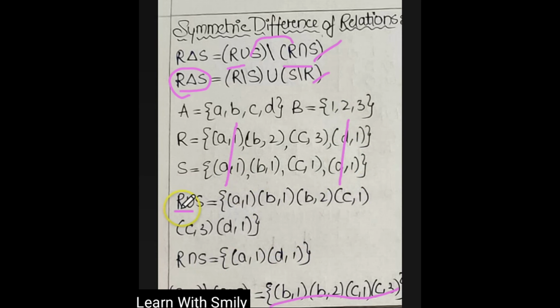And when coming to the difference of R union S and R intersection S, which means the elements that are in R union S but not in R intersection S. So A comma 1 and these two are similar, so these two can't be considered, right? So the remaining elements are B comma 1, B comma 2, C comma 1 and C comma 3. So this is the final output for symmetric difference of relations.